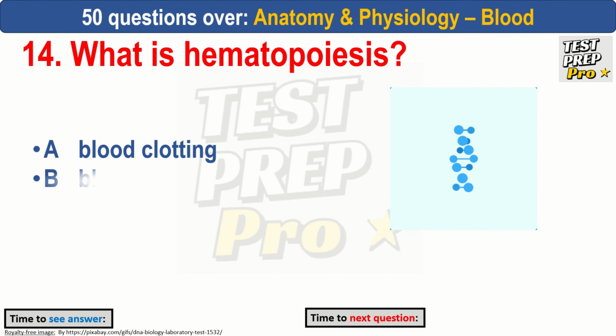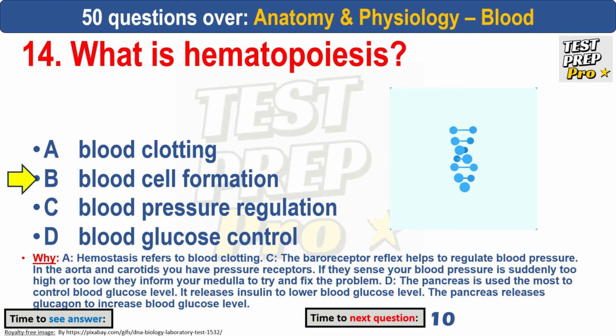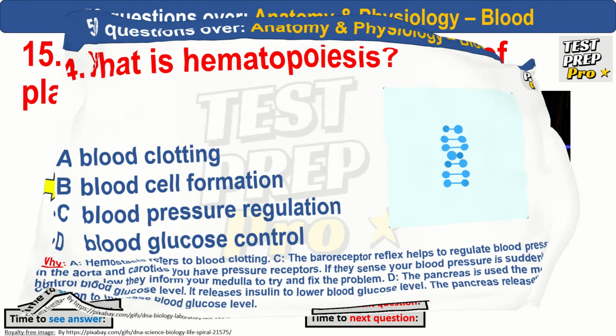What is hematopoiesis? Is it A, blood clotting, B, blood cell formation, C, blood pressure regulation, or D, blood glucose control? So again, hematopoiesis. It's going to be blood cell formation. This is a process by which you make cells in your bloodstream. That could be white blood cells, platelets, red blood cells, all that sort of stuff.